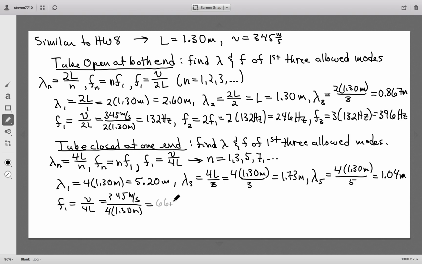And I think we had theoretically calculated that when we were actually doing the demonstration. The next allowed mode is the third mode. And that is 3F1, right? 3 times 66.3 hertz. Do that math. What do you find? 199 hertz.